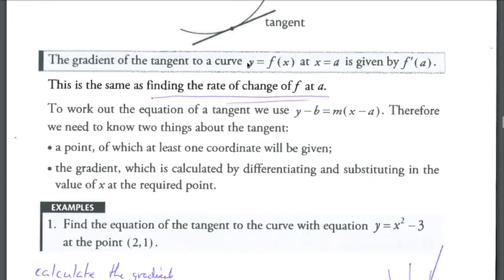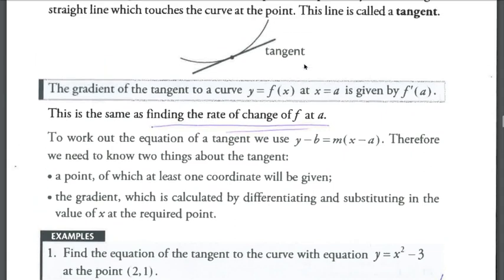The gradient of the tangent to a curve y equals f of x at the point x equals a is given by f dashed of a. So if we want the gradient when x equals 5, we would differentiate and substitute in 5. If we want the gradient when x equals -2, we differentiate and substitute in x equals -2. So this is the same as finding the rate of change of f at a, which we looked at in the previous video.